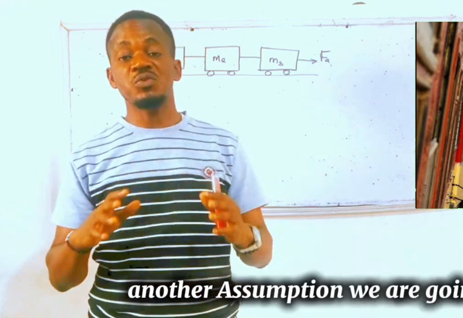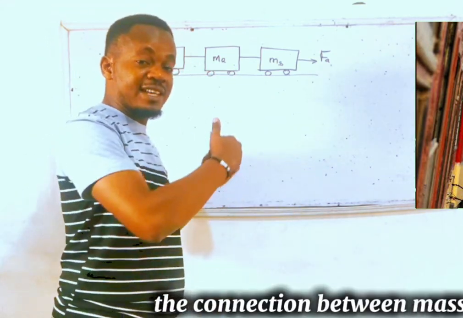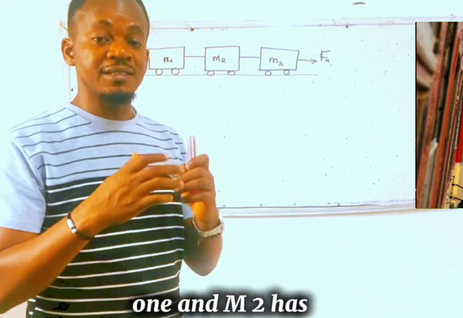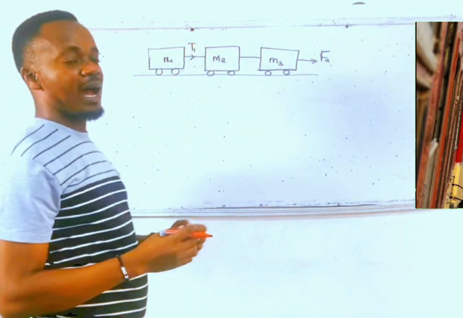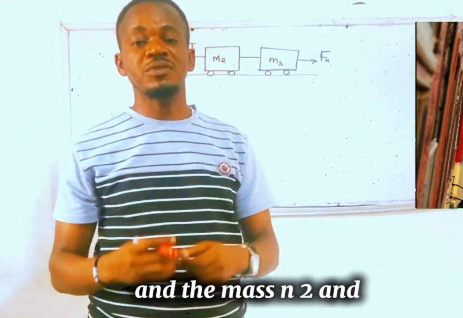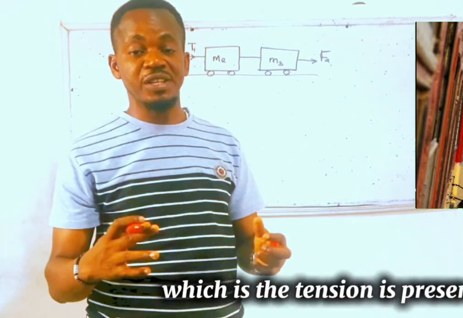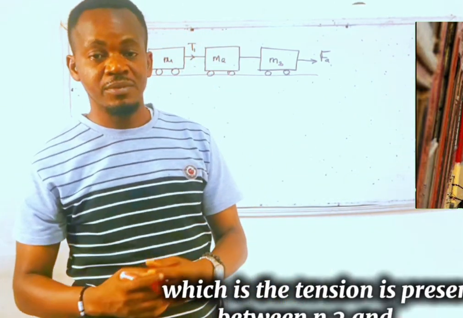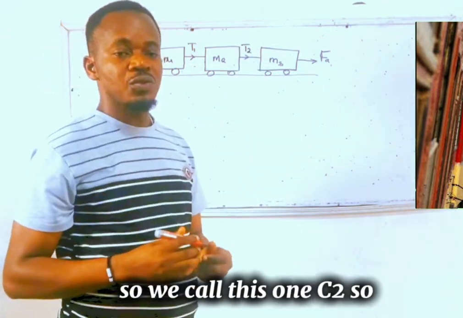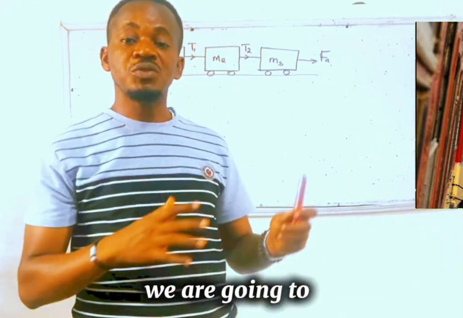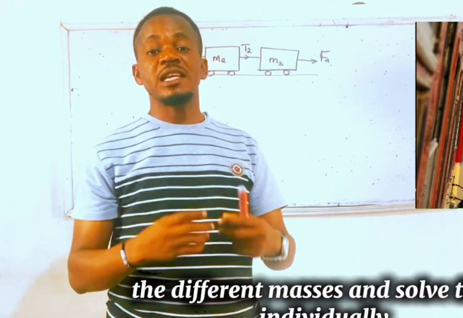Another assumption that we are going to make here is that the connection between mass M1 and M2 has tension in between. So there's tension here, T1, and the masses M2 and M3 also have a connection, where tension is present between M2 and M3. We'll call this one T2. In solving this problem, we are going to take the different coaches, the different masses, and solve them individually.